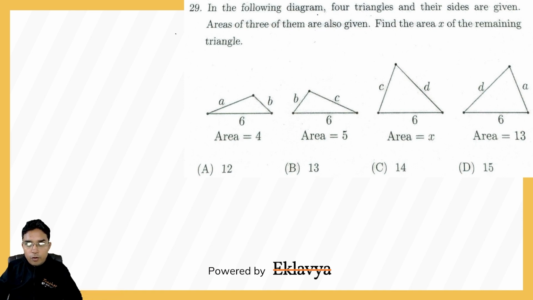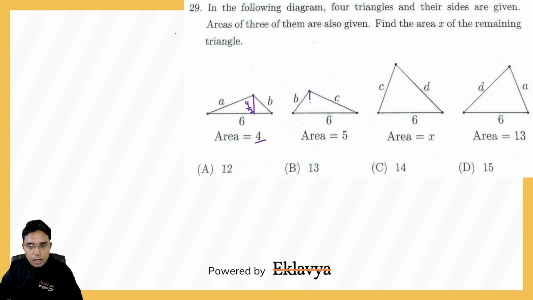Okay. In the following diagram, 4 triangles and their sides are given. Areas of them are also given. Find the area x of the remaining triangle. So if area is 6, base is 6, area is 4, base is 6, this height has to be 4 by 3.